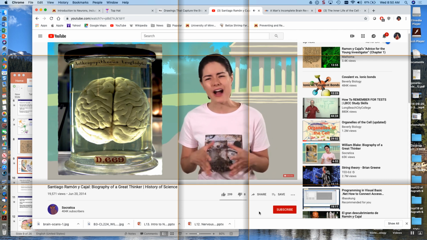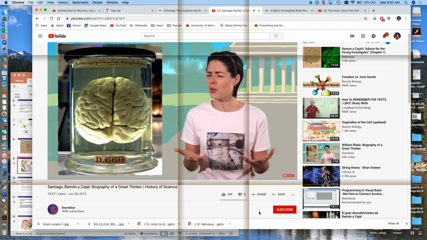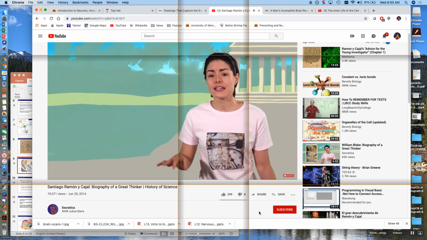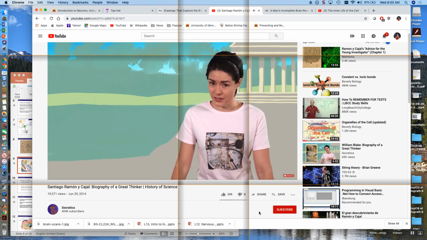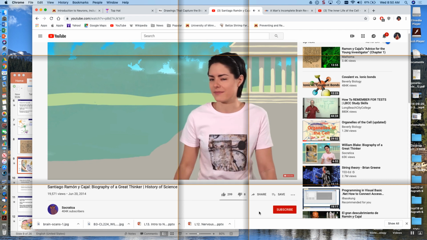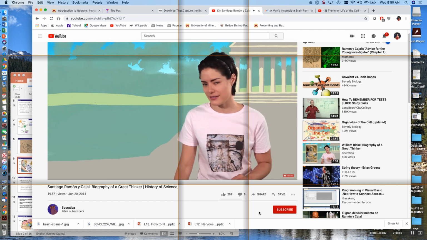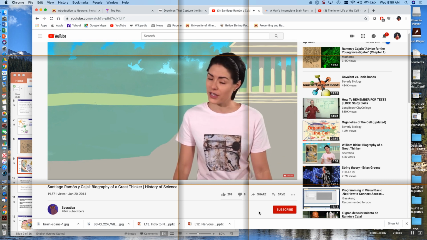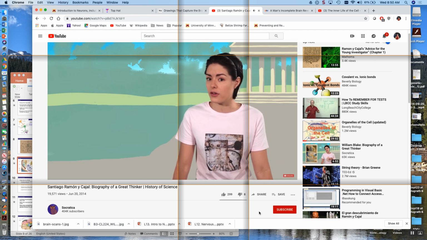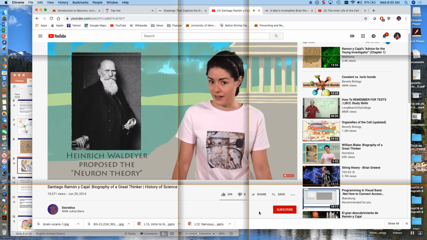Some researchers, including Golgi, favored the reticular theory, the idea that the nervous fibers formed a dense, continuous net. Others, including Ramon y Cajal, supported the neuron theory proposed by Heinrich Waldheim. That is, nervous tissue must be made up of individual cells called neurons.